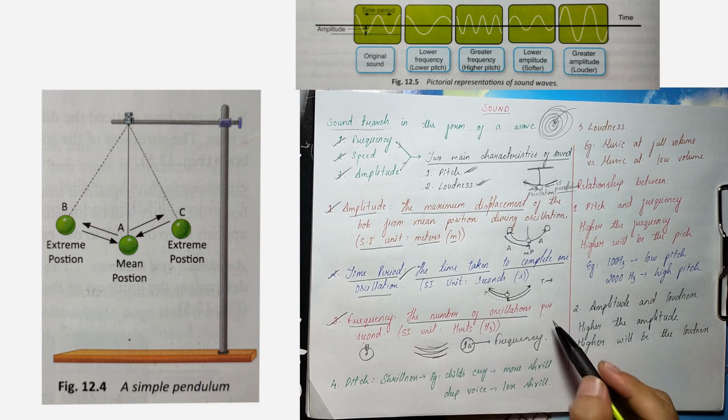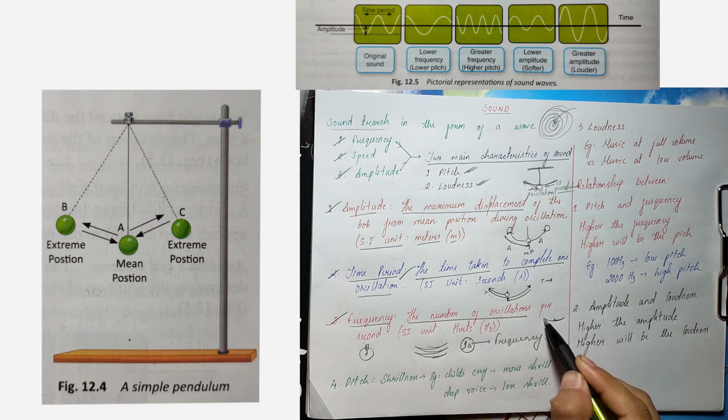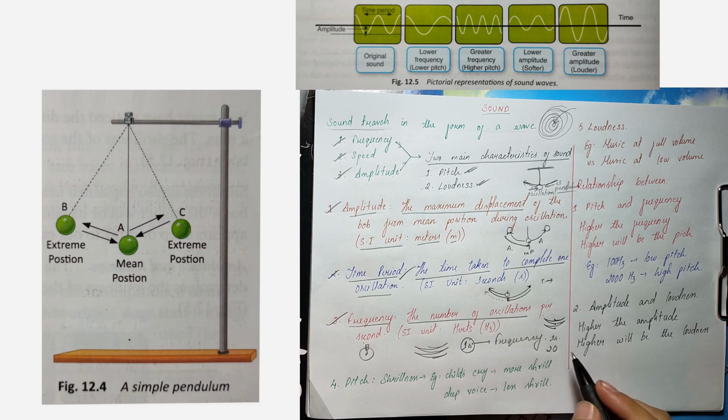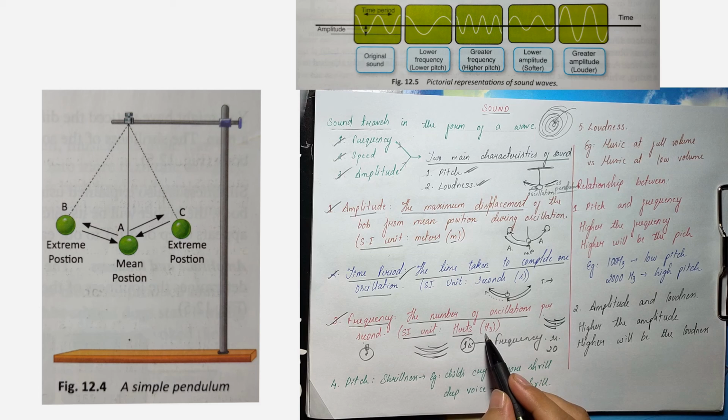So let's say the bob moves from here all the way back to here and then here. So this is one oscillation, and let's say in this 1 second only it moves back again and goes all the way here and here. So we see that in 1 second it has made 2 oscillations. So we can say that the frequency of this vibration of the bob or the oscillation is 2. Now the SI unit of frequency is hertz, denoted by Hz. So we can just write 2 hertz.